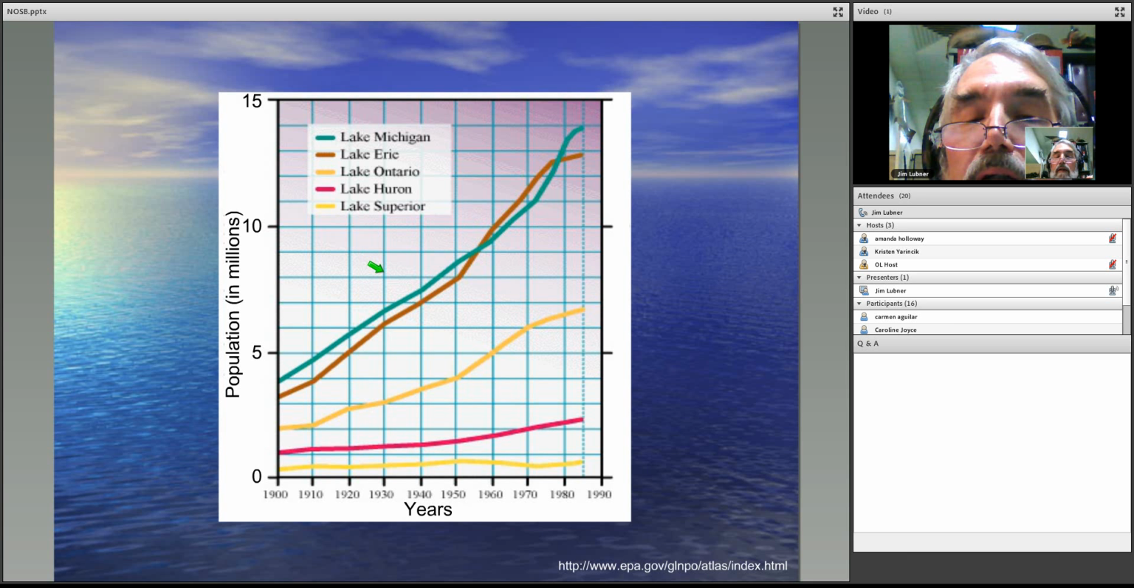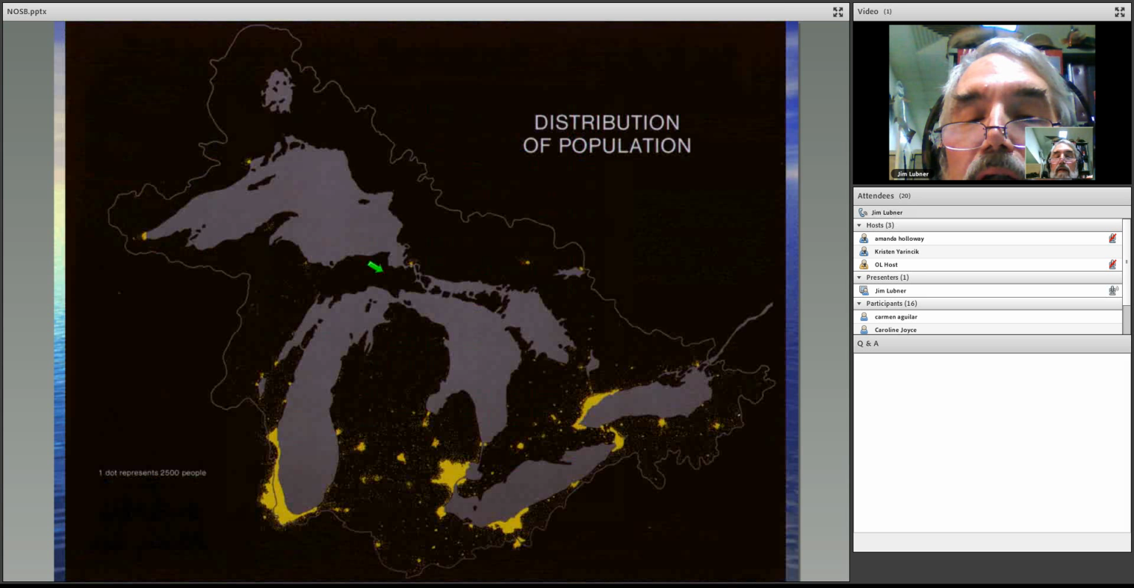And you can see that from 1900 through about 1985, which is the last census data I've gotten on this graph, Lake Superior population, far to the north, hasn't changed very much, which is also true of Lake Huron. But notice that population along Lake Ontario, especially in the U.S. side, I believe, has gone up somewhat significantly, and there's been steady increase and significant increase in both Lakes Michigan and Erie. And if we look at a population distribution map, you can see where most of the people live.